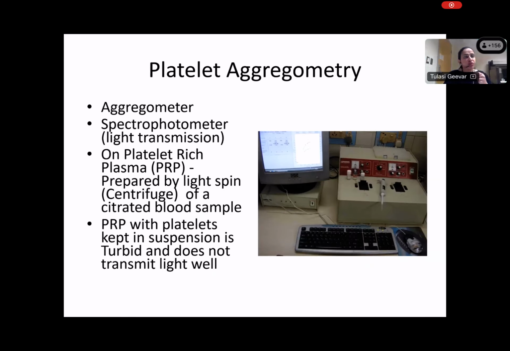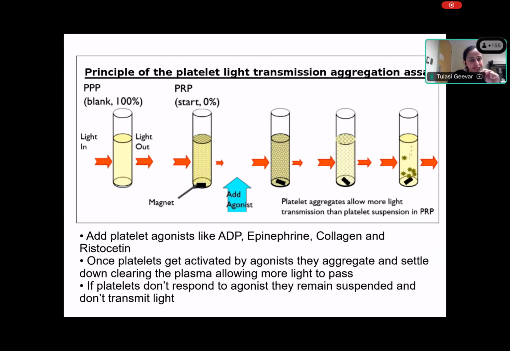Now, when you need to confirm your diagnosis, you need to do platelet aggregometry, which is done using platelet-rich plasma, which is obtained by a light spin or low centrifugation of your citrated blood sample. So here, the principle of LTA is you are comparing the platelet-poor plasma and the platelet-rich plasma. So to the platelet-rich plasma, you're adding a platelet agonist, which activates the platelets, and as the platelets get activated, the platelets start aggregating or clumping together, and more light is allowed to pass.